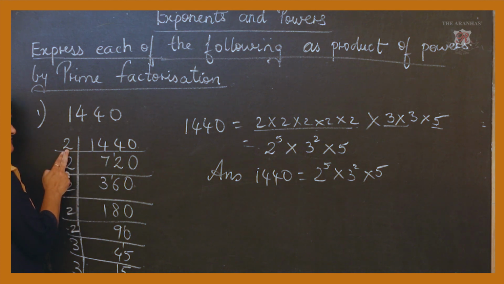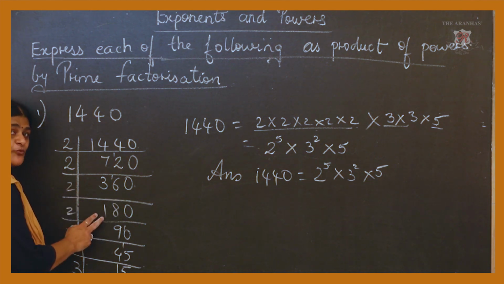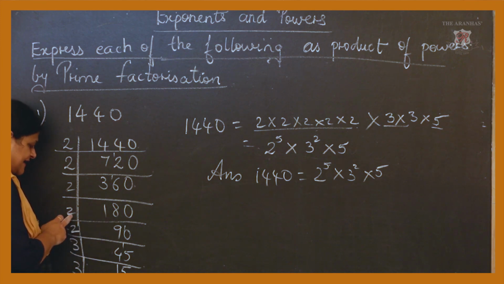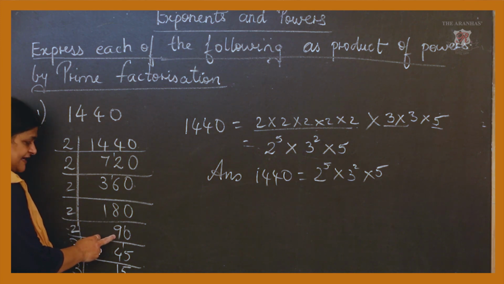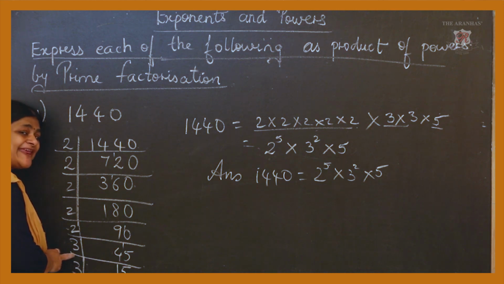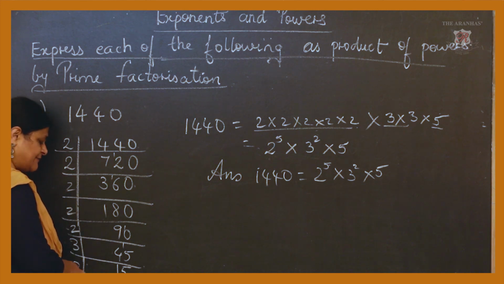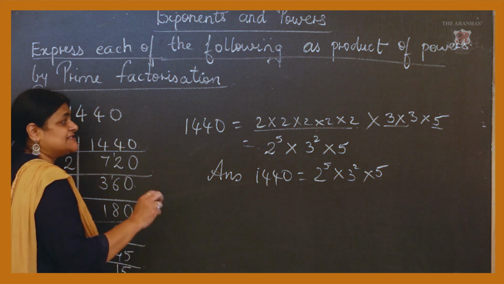1440 you are dividing it by 2, you get 720. Again 720 is divisible by 2, so you get 360, and 360 again is divisible by 2, you get 180, and 180 again is divisible by 2, which you get as 90. Again 90 is divisible by 2, you get 45, and 45 again is divisible by 3, which you get as 15, and 15 again is divisible by 3, which you get as 5, and 5 ones are 5.